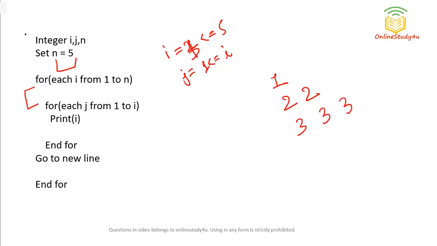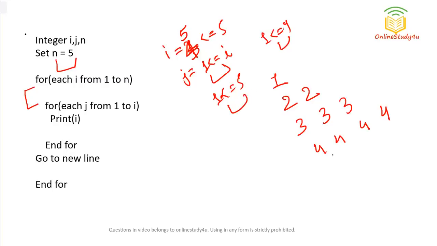Now the i value will be incremented, that is going to be 4 now. So how many times will this loop run? 1 less than or equal to 4, 4 times. So 4, 4, 4, 4 will be printed. Now the i value will be 5. 5 less than or equal to 5, the condition is true. So in the inner loop we have 1 less than or equal to 5. How many times will i be printed? 5 times, so 1, 2, 3, 4, 5. Okay, so that will be the output for the given pseudocode, right?